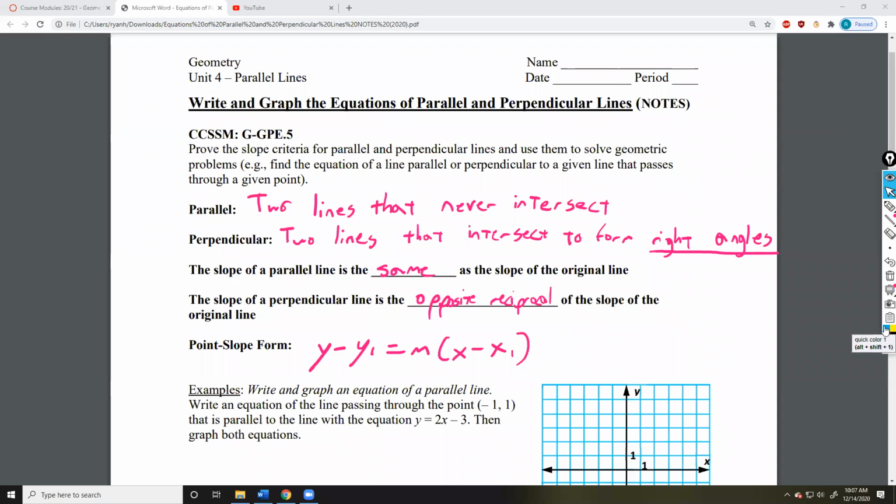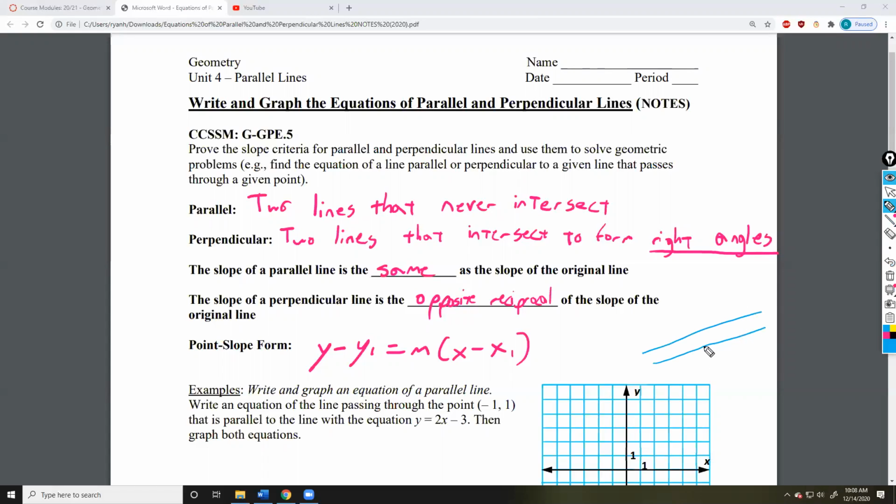And so if we have a parallel line, well, that means they're never going to meet. And so hopefully it should make sense that the slopes of parallel lines are going to be the same. Because if we have two lines that never intersect like this, if we have two lines that aren't going to cross, then it should make sense that their steepness is going to be the same.